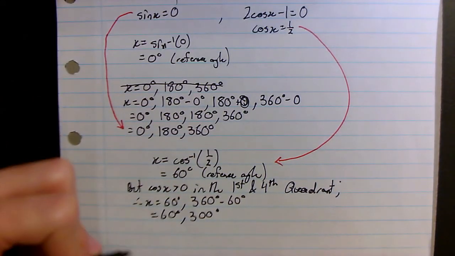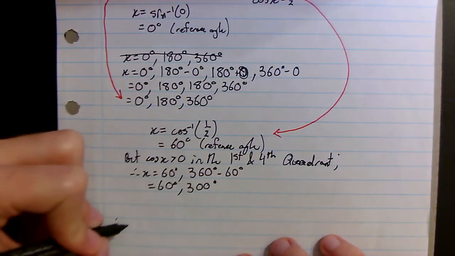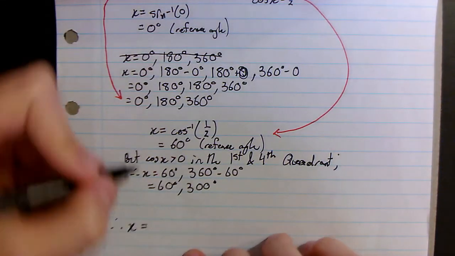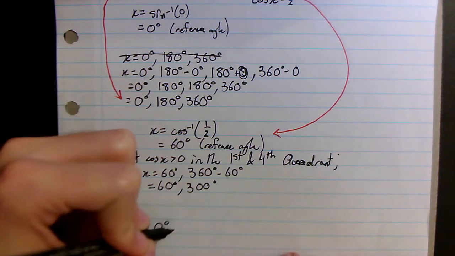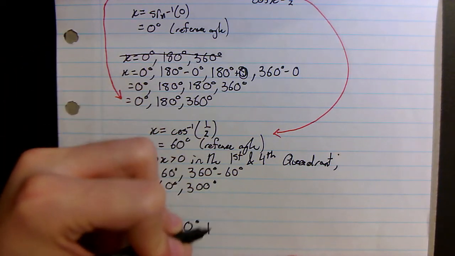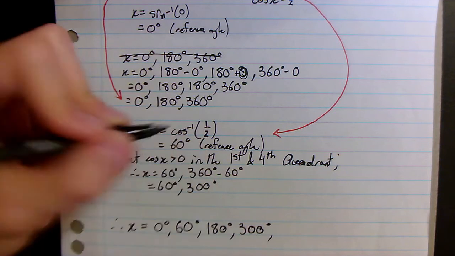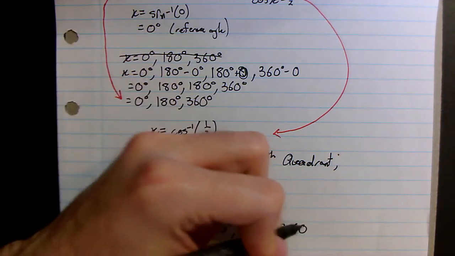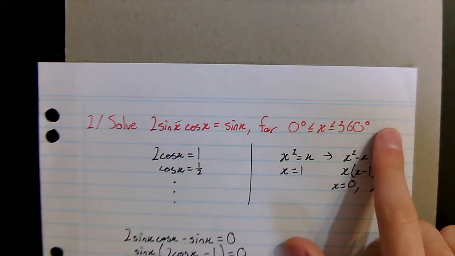So now we finally conclude, therefore, x is equal to, in ascending order, 0 degrees, 60 degrees, 180 degrees, 300 degrees, and 360 degrees. Okay, so they're all our solutions within the domain from 0 to 360. Okay, I hope this does make sense.